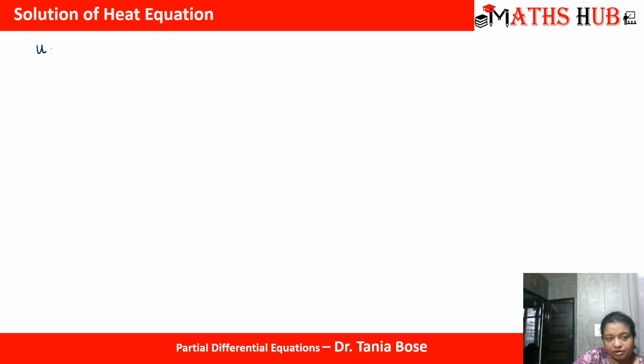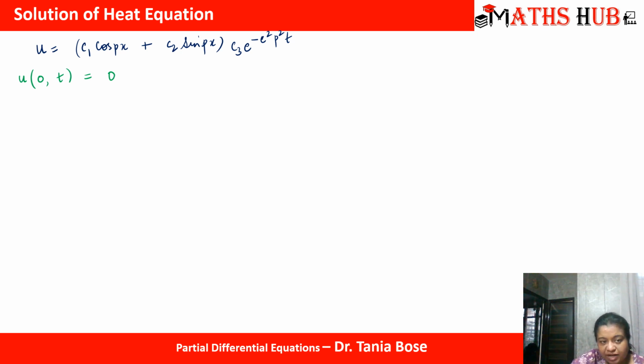So we got the best solution as u as c1 cos px plus c2 sin px multiplied by c3 e raised to power minus c square p square t. Now, what is the first condition? The first condition is initially, that means at x equal to 0, the temperature is 0. So let's put, that means we are putting the condition on x. So 0 is equal to c1, cos 0 is 1, sin 0 is 0, so c2 will vanish and we will get c3 e raised to power minus c square p square t.